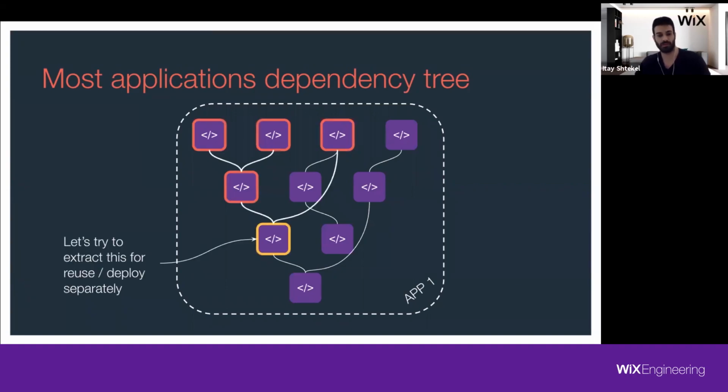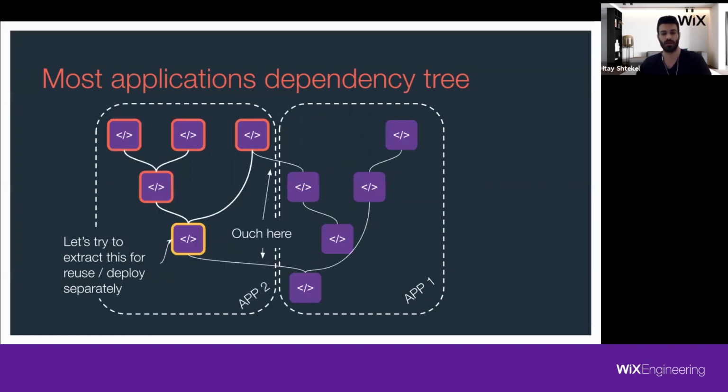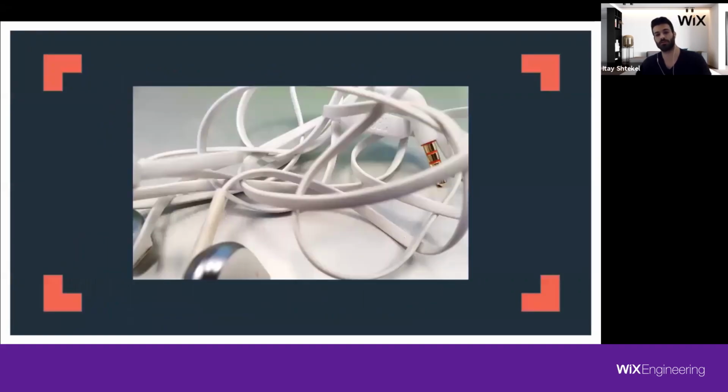If we zoom in and take one of the modules, and let's say we want to maybe reuse it in another project. Maybe we want to deploy it in a different CI pipeline. We want to build it differently. We want to replace it. We have huge pain points there because everything gets messed up and we get spaghetti code, something like the earphone cord left in your pocket.